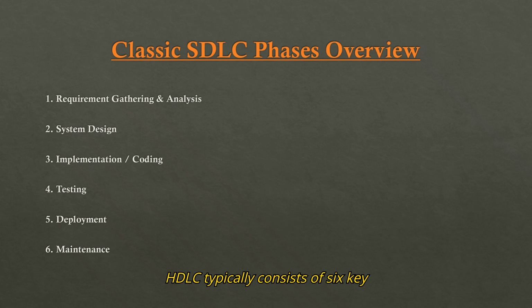SDLC typically consists of six key phases: requirement gathering and analysis, system design, implementation or coding, testing, deployment, and finally maintenance. Each of these plays a crucial role in the software journey.